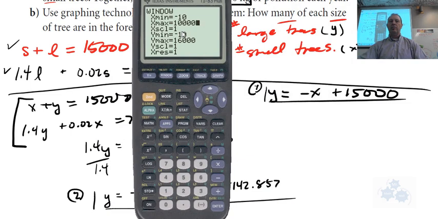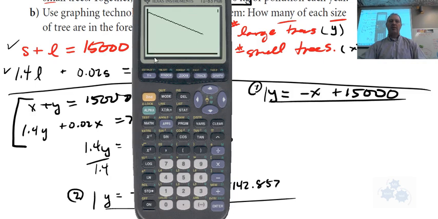Hey, that's not unreasonable. Are we going to need to see the negative parts of the graph? No. We're not going to have a negative amount of trees at all. So we can just leave those as they are. That's pretty small compared to what we have. So let's graph it and see what happens.